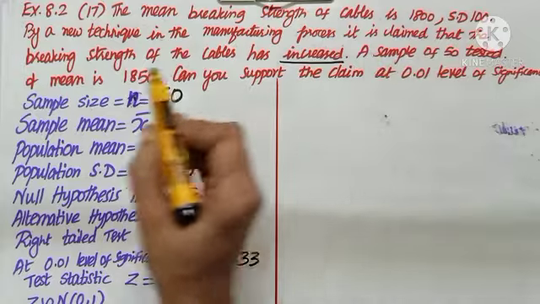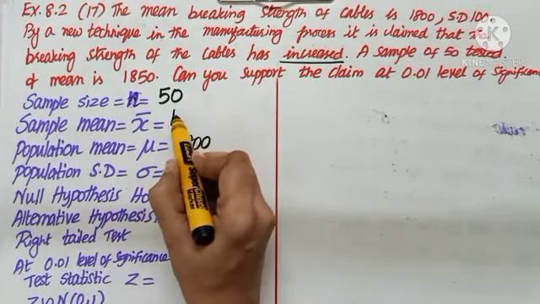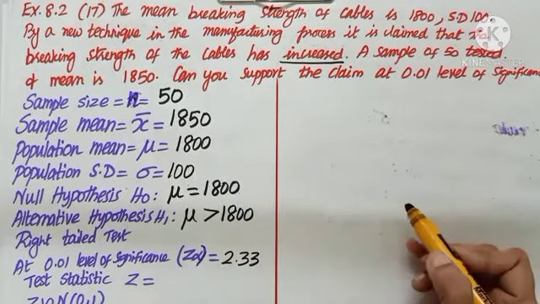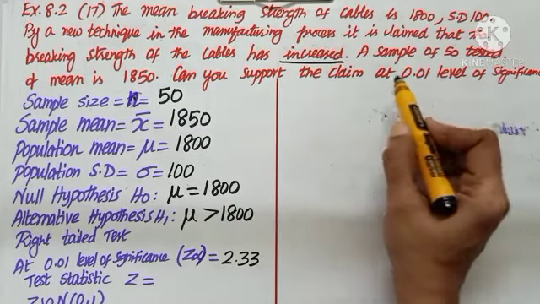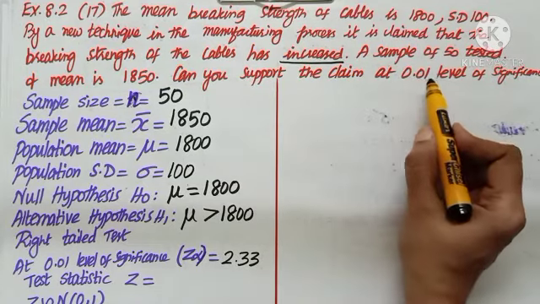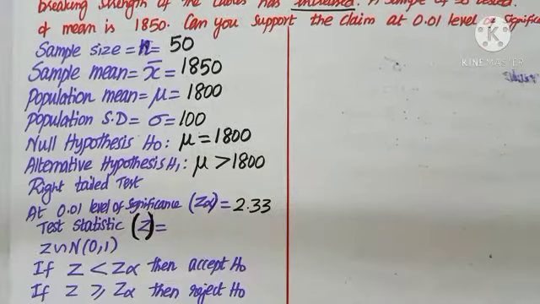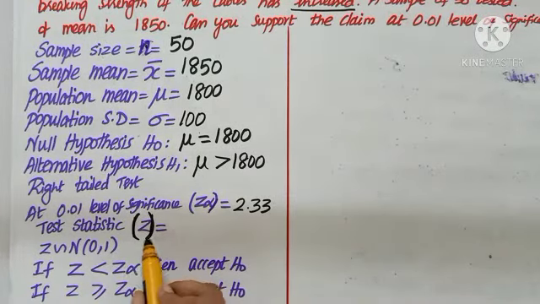The sample tested has the mean 1850. Sample mean is 1850. Now the question is, claim at 0.01 level of significance. At 0.01 level, if it is a two-tailed test, the value is 2.58. But it is a single-tailed test, the value is 2.33. Because it is a right-tailed test, we do not put modulus, only z we need to calculate.